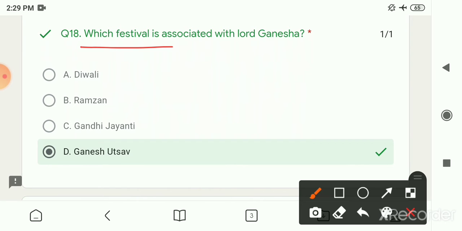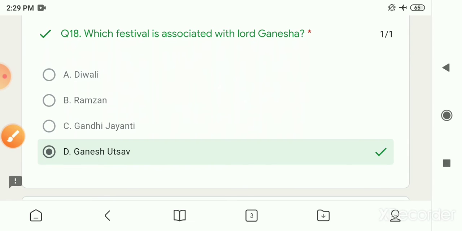Next is 18th number, which festival is associated with Lord Ganesha? The options are Diwali, Ramzan, Gandhi Jayanti or Ganesh Utsav. So here your answer is option D, that is Ganesh Utsav. It is associated with Lord Ganesha, or it has the significance with Lord Ganesha.